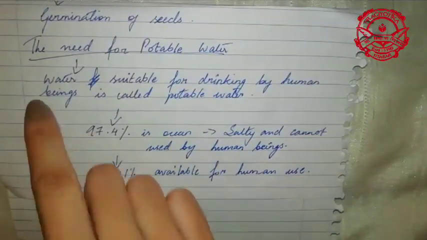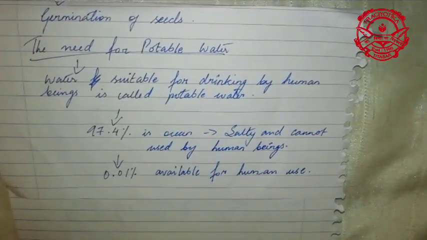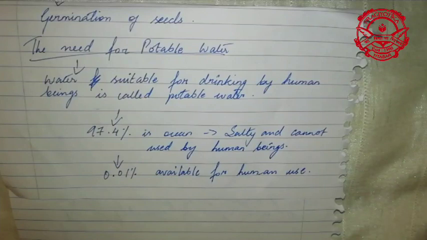The next one you have is the need for potable water. We know that the earth has a huge amount of water, but this huge amount of water cannot be used by human beings and other animals. The amount of water which can be used by human beings and animals is very small. We know that 97% is in the oceans, so it is very salty and cannot be used by human beings. And most of the fresh water is frozen in the glaciers and in the polar areas of the earth. So only a few percent is available for human beings.